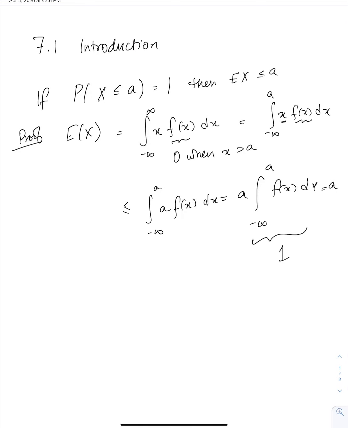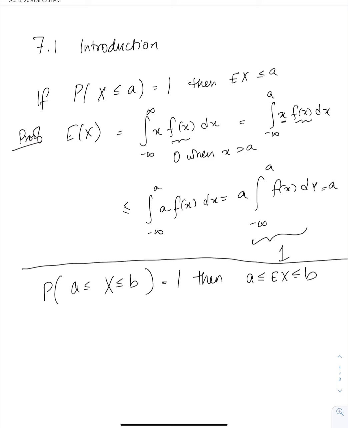Okay. Similarly, you can show if you have a random variable x that is between a and b, so the probability of x being between a and b is 1. So you can think of it as x is always between a and b. Then you must have, in a very similar way you could prove it, that the random variable x has its expectation between a and b. Okay? You can show this in the discrete case, you can show it in the continuous case, just very similar, just like we did it for this continuous case.